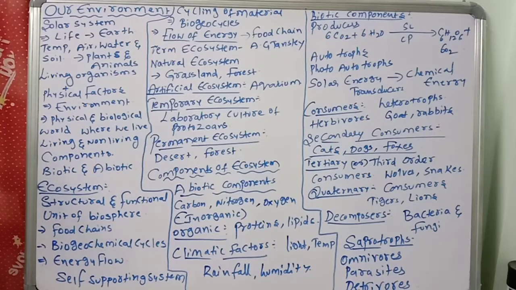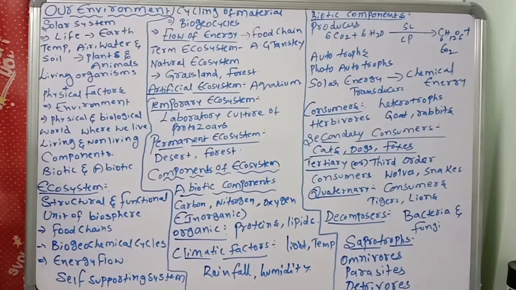In our solar system, life exists only on Earth. You know this very well. Various physical conditions required to sustain life occur only on Earth. What are those physical conditions? Temperature, air, water, soil, etc. Due to these favorable factors, different types of plants and animals flourish on the Earth.